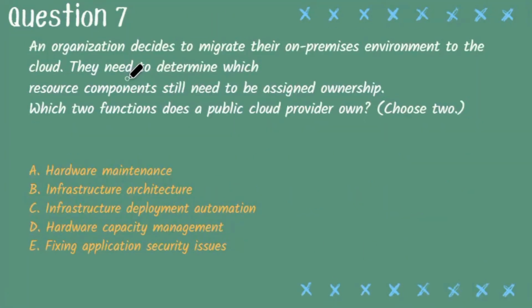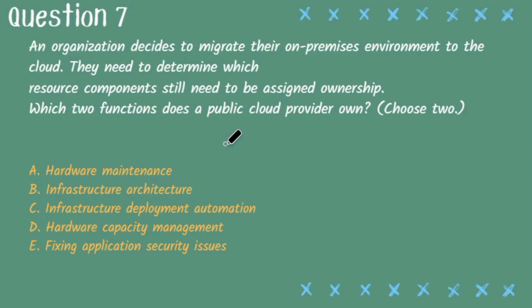Now coming to question 7. An organization decides to migrate their on-premises environment to the cloud. They need to determine which resource components still need to be assigned ownership. Which two functions does the cloud provider own? So as you know, in cloud there is this concept of the shared responsibility model, where part of the cloud is managed by the cloud provider and part of the security and part of the responsibilities lies with the customer.